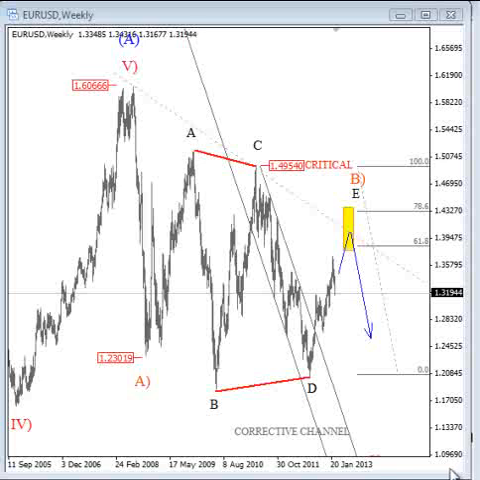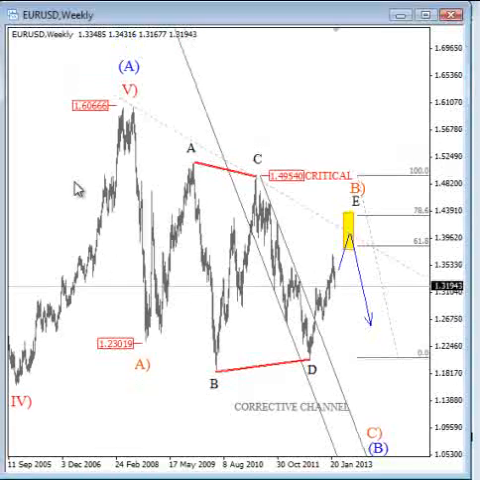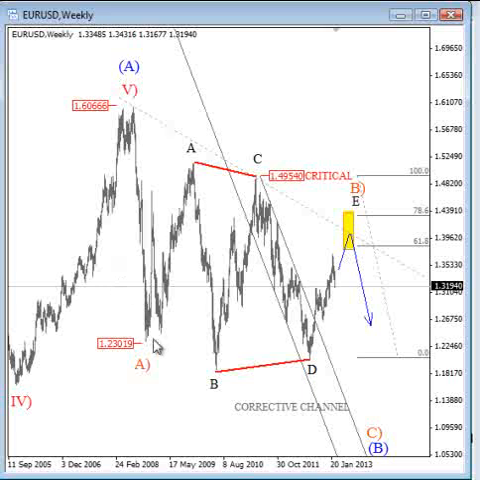On euro dollar weekly chart, as you know, we are tracking this huge running triangle placed in wave B, which should be subdivided by 5 legs. It seems that we are in final leg here, wave E, which will ideally complete the pattern somewhere around 1.4 psychological level.